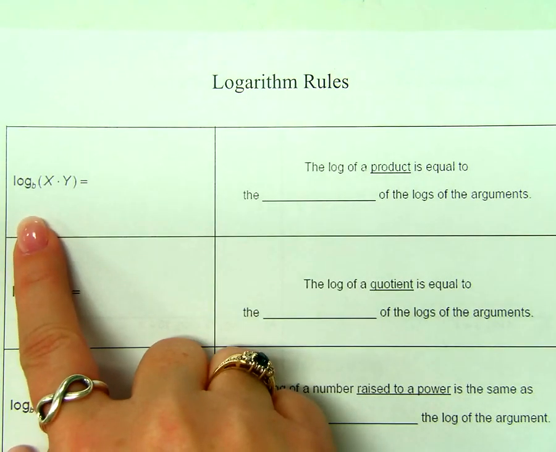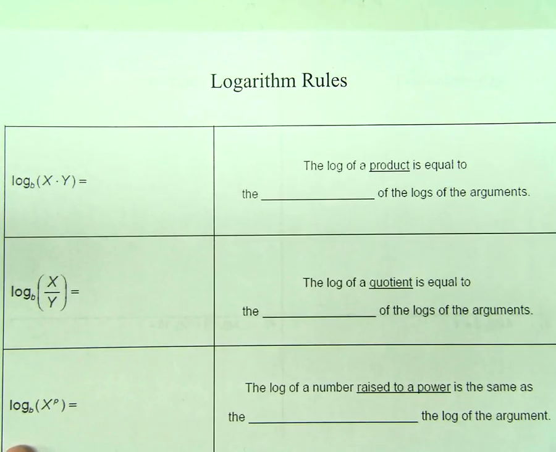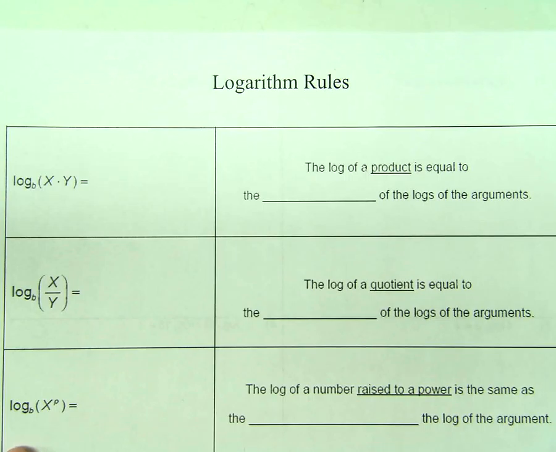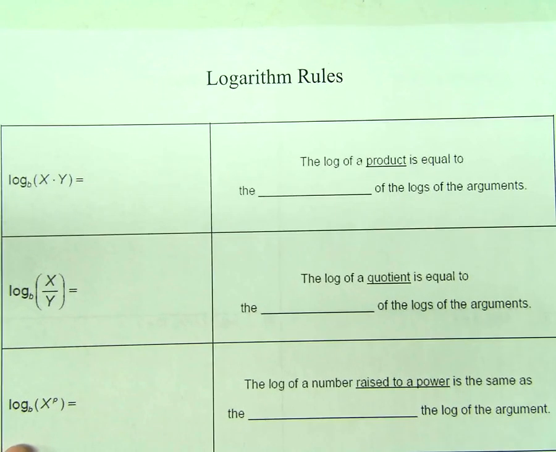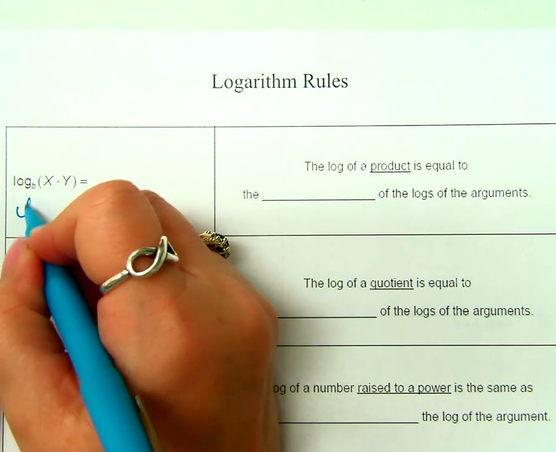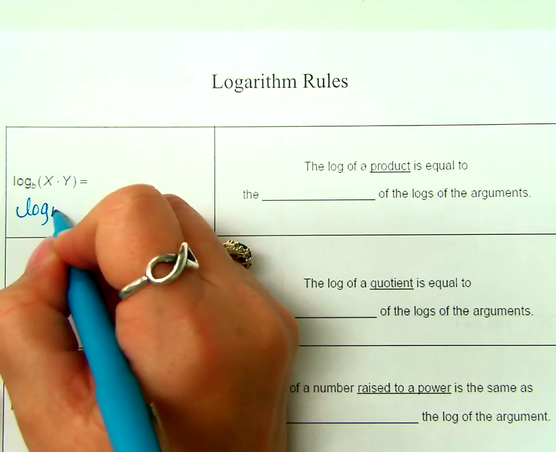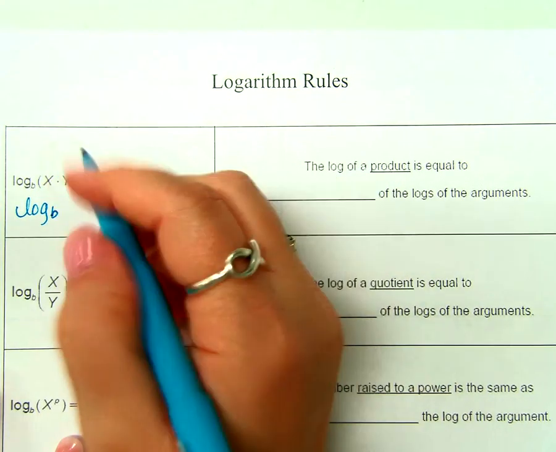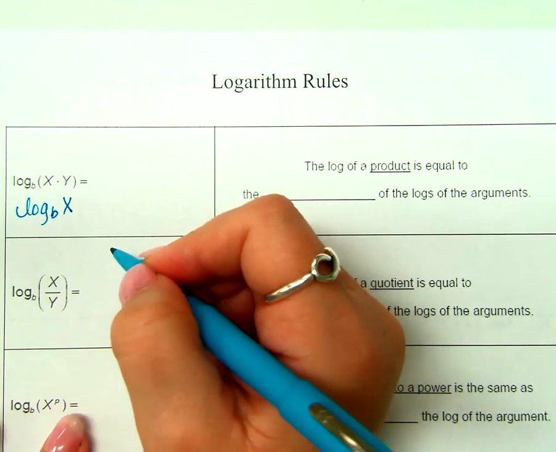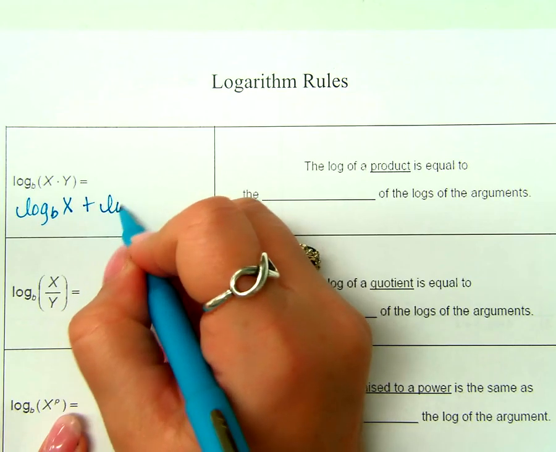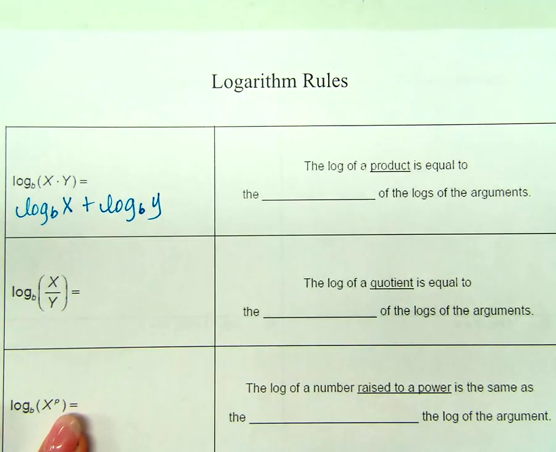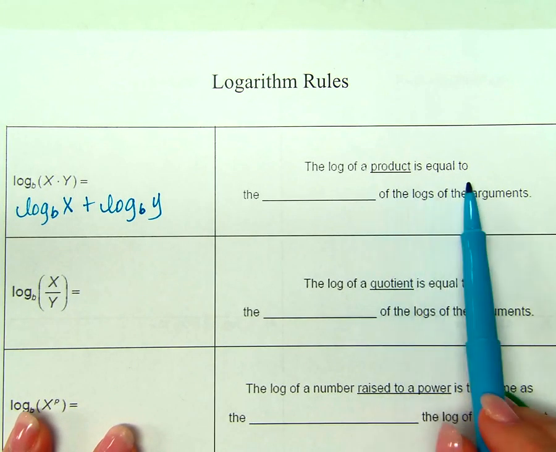Yesterday we talked about the fact that if we have log base b of x times y, what does that mean? It would be log base b of x plus log base b of y. Right? You remember that? Okay.